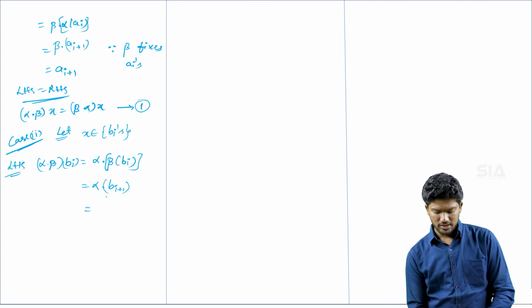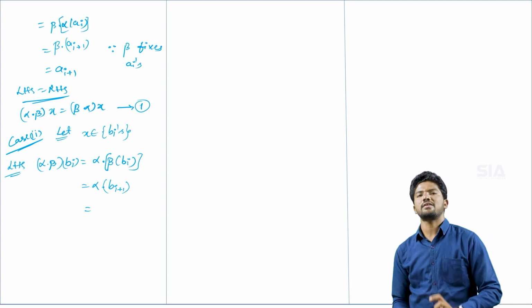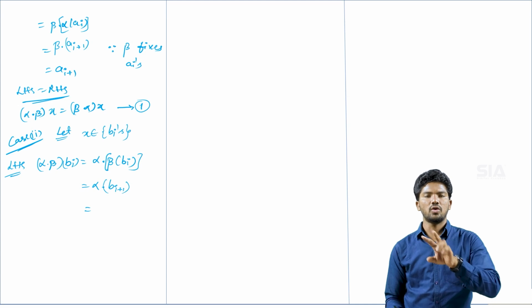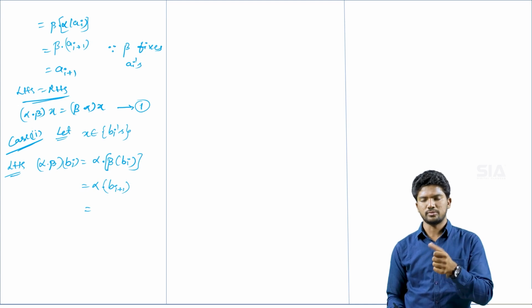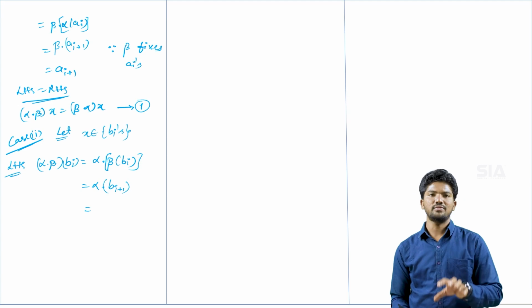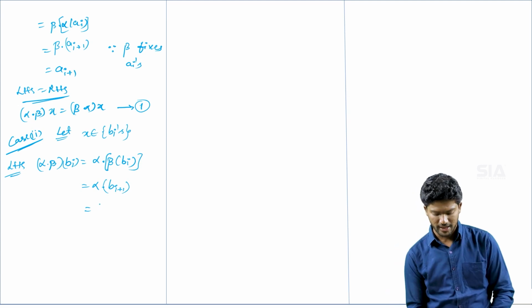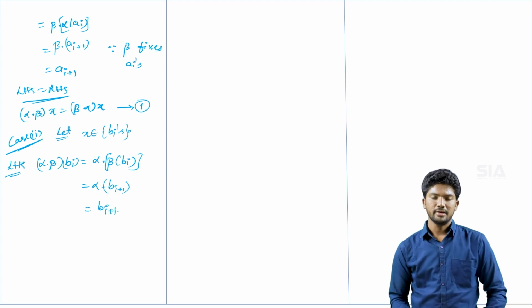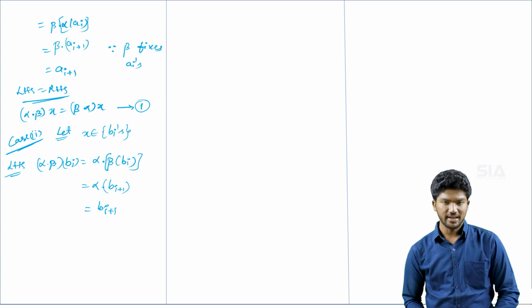Here alpha fixes beta values. Why? Because in alpha only a1, a2, a3 up to some a suffix m will be there. There are no b terms. So alpha fixes b terms, and you can write that b term as it is, b suffix i plus 1. So that is the LHS value.